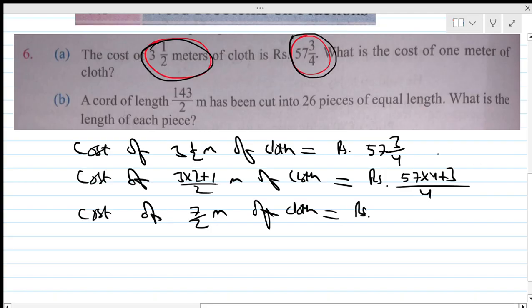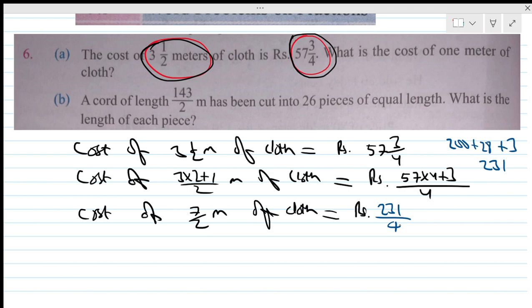57 into 4: 50 into 4 is 200, and 7 into 4 is 28, so it is 228, and 228 plus 3 is 231. So 231 divided by 4. So the cost of 7 by 2 meter of cloth is 231 divided by 4. And now to find the cost of 1 meter, we have to divide this.